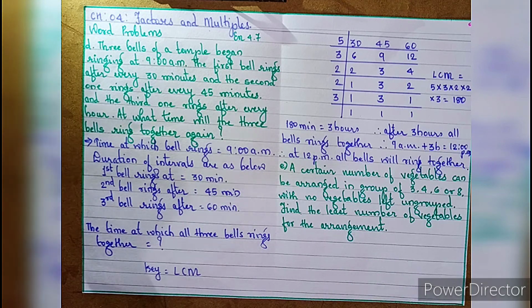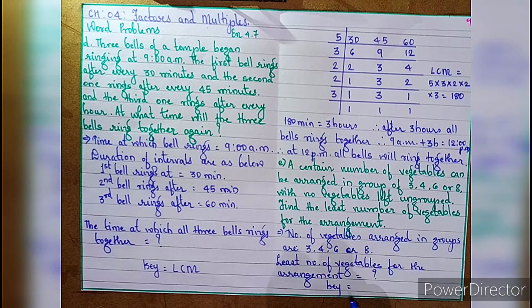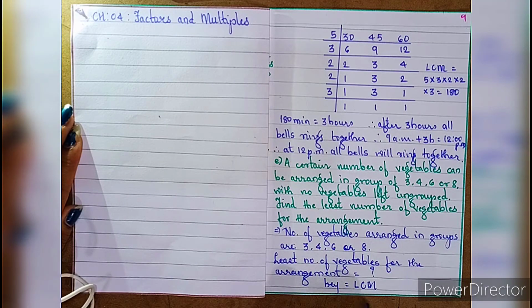Yes, so let's write the given things first. So what all things are given? Number of vegetables arranged in groups. So the numbers of groups are 3, 4, 6 or 8. And what is to be found out? Least number of vegetables equals question mark. So to find the least number of vegetables, what do we have to find? We have to find the LCM. So what is the key? The key is LCM. So let's find the LCM.